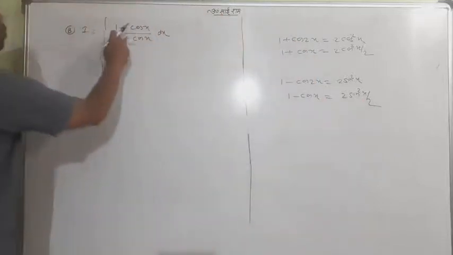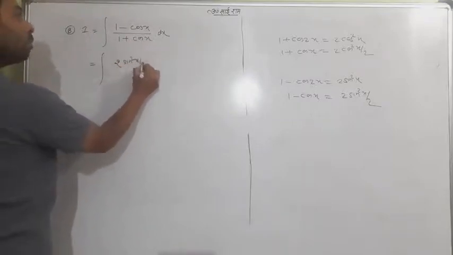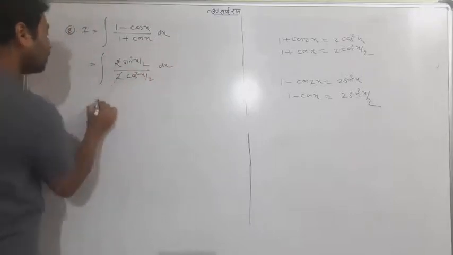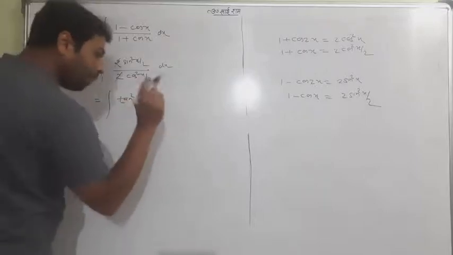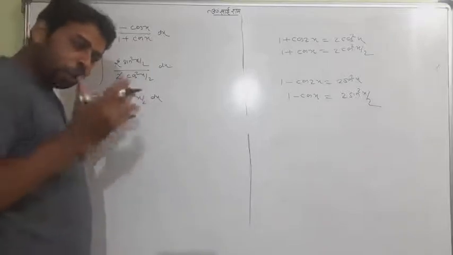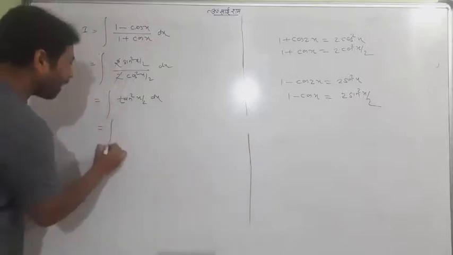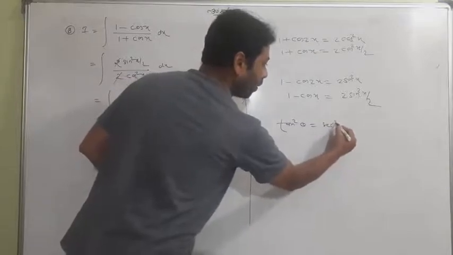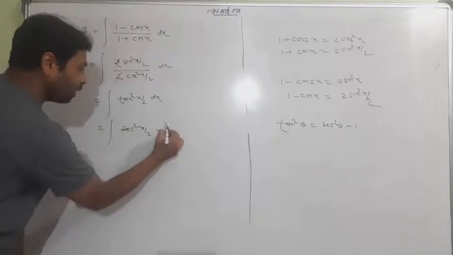Okay, so you use 1 minus cos x is equal to 2 sin square x by 2, and this is 2 cos square x by 2 dx. 2 and 2 will cancel. Sin by cos will be tan square x by 2. And you remember the yesterday's lecture I taught you, wherever tan square and cot square come, you have to change them into sec square and cosec square. So tan square theta I'll replace with sec square theta minus 1. So you use here sec square x by 2 minus 1.